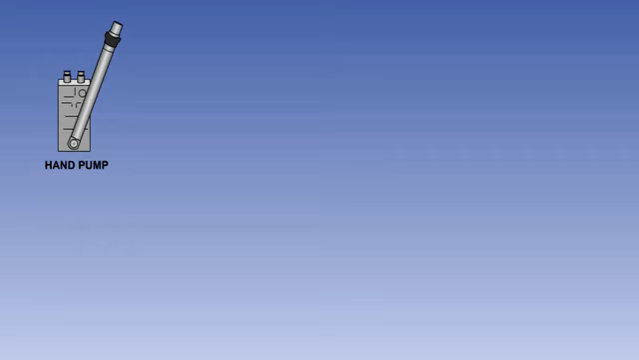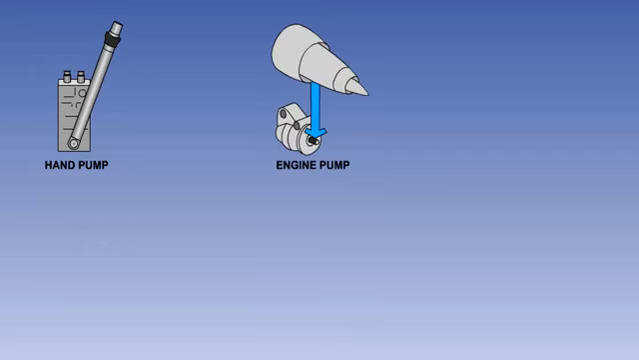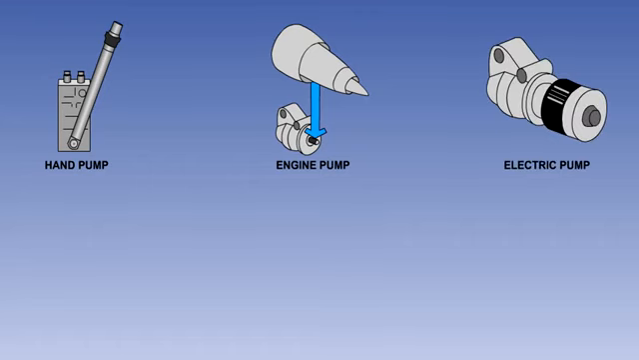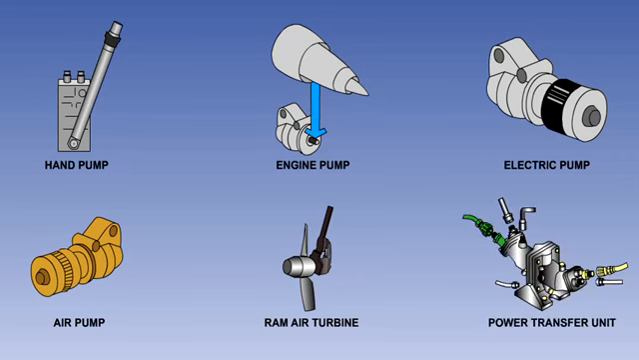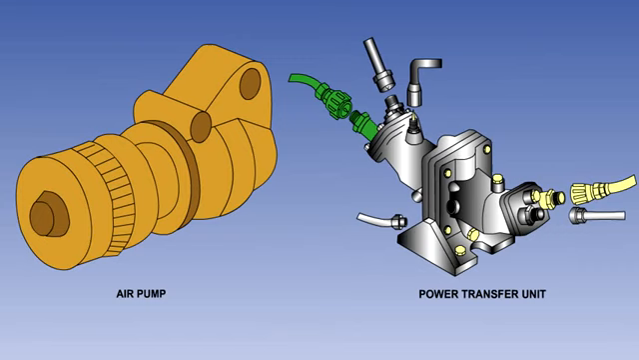Pumps may be hand-operated, engine-driven (EDP), electric motor-driven, pneumatically operated (ATM), driven from a ram air turbine or RAT, or hydraulically operated using a power transfer unit or PTU. The latter three pumps, the pneumatically operated pump, the RAT and the PTU, are usually used to provide a backup supply to an engine-driven pump, thus providing hydraulic system redundancy in the event of engine or EDP failure.